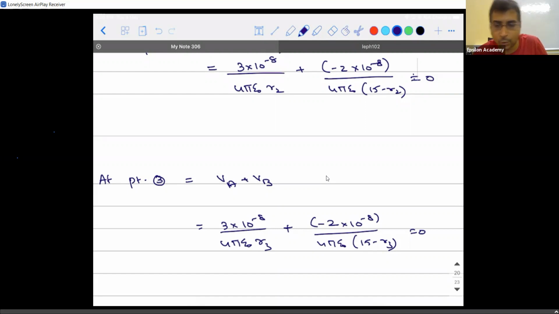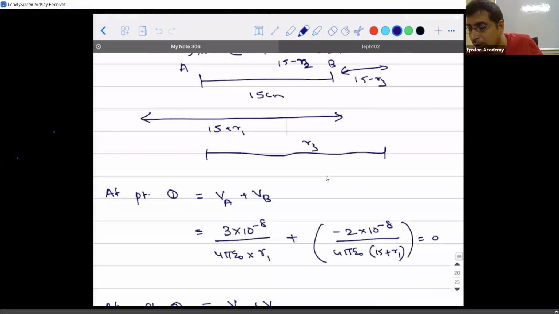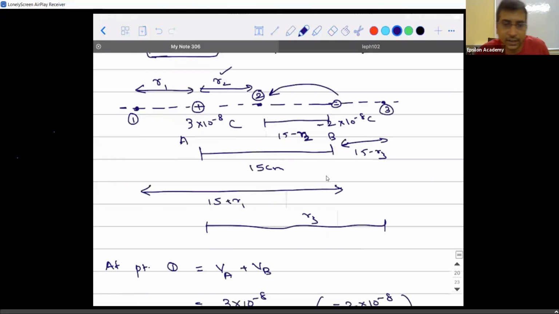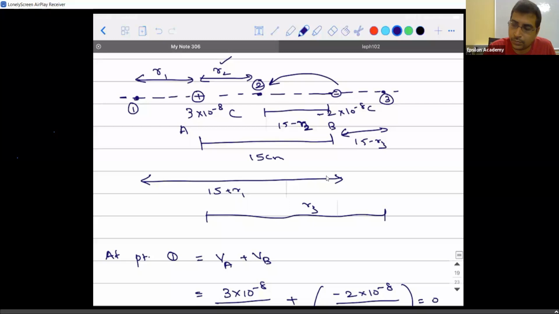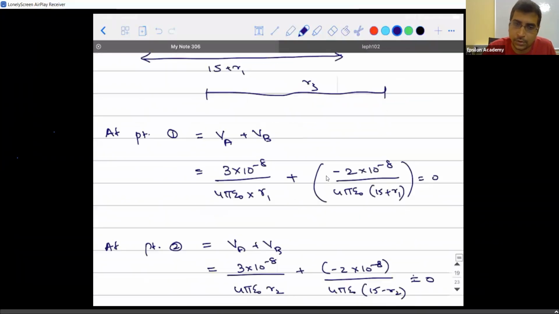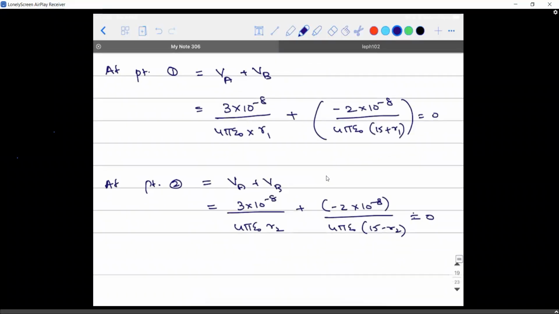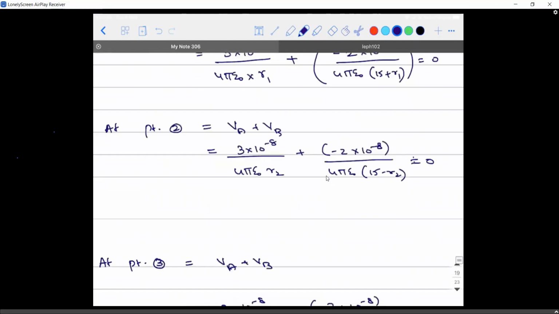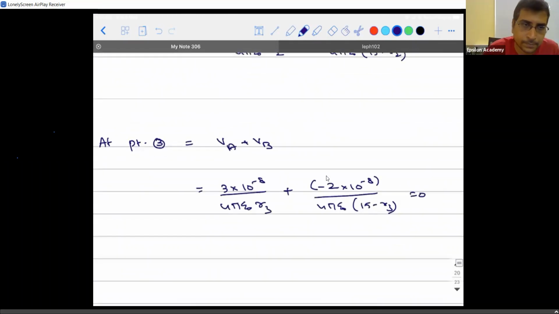I hope you guys made a note of the points. If you want to take a screenshot of this diagram, take a screenshot of this and take a screenshot of this also. So clear? Yes, sir.